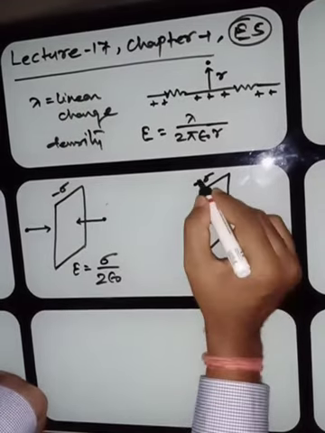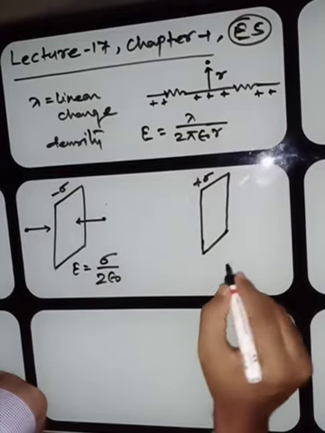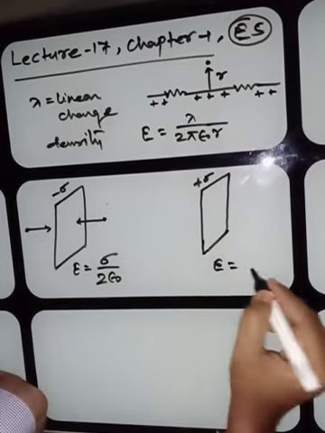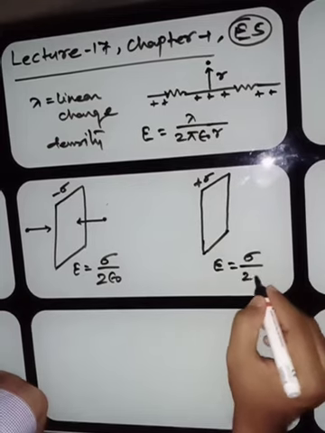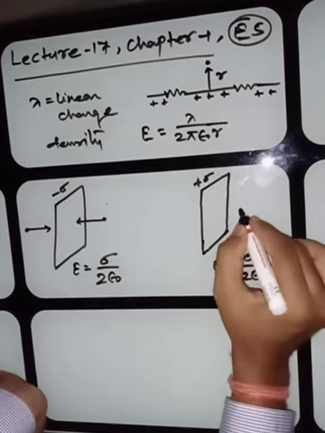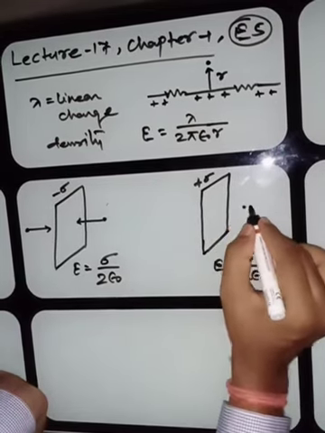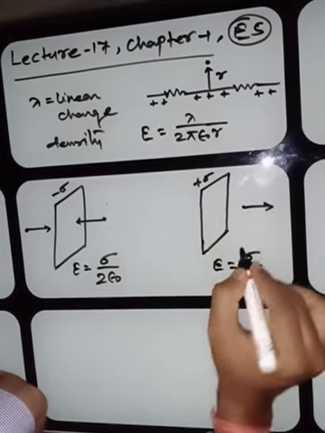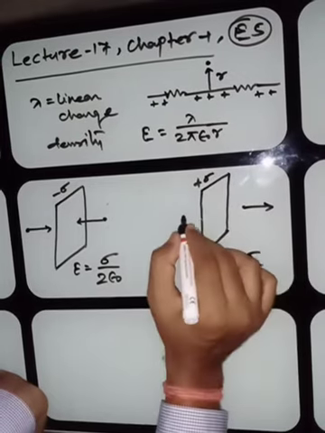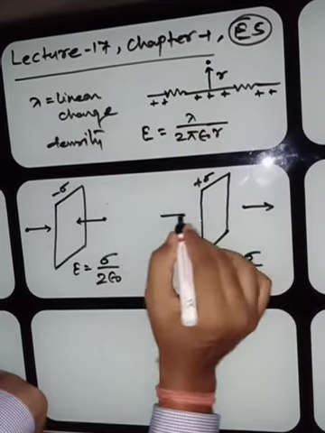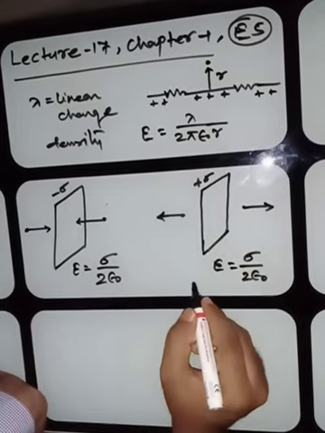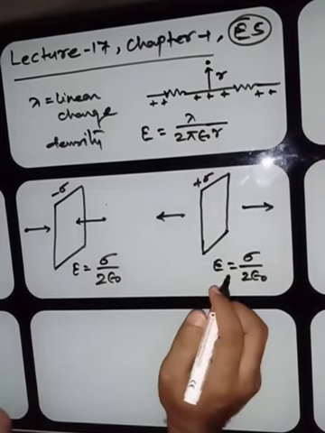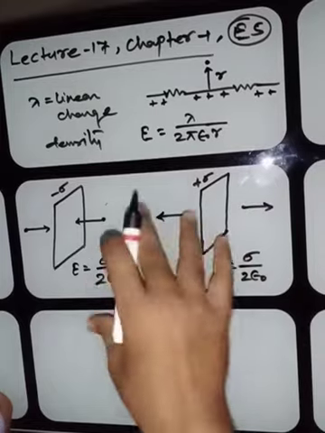Over here, this is the positively charged plate. The electric field will have the same magnitude, sigma by 2 epsilon naught. If you are finding the electric field on either side, the electric field will be away from the plate, since it is positively charged. Students, this is what we studied in the last class.